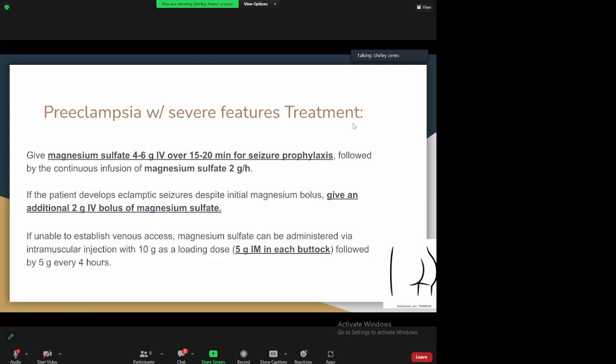And then if you get into a situation where a patient comes into your emergency department actively seizing, and your story is that they are like 2 weeks postpartum, then you need to assume that they have eclampsia and they probably don't have IV access established. So you can give it intramuscularly by giving 10 grams, 5 grams IM in each buttock. Important to know that if you do it intramuscularly, there are higher rates of adverse effects.